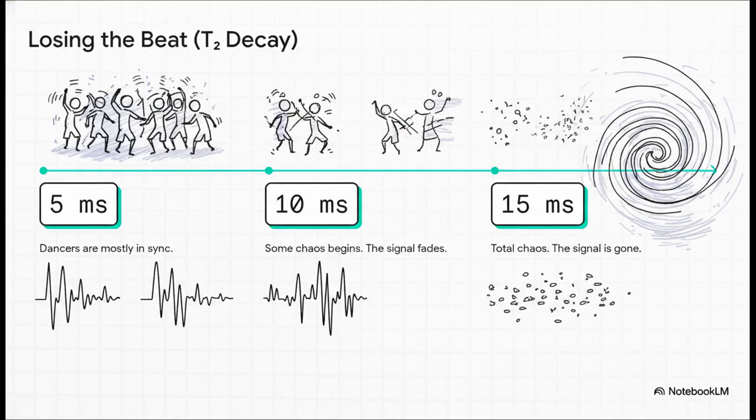And get this. Look how fast this chaos takes over. We're talking milliseconds. Within just 15 milliseconds, that beautiful synchronized signal is just gone. It's completely faded away. In physics, this is called T2 decay, and it's the exact reason the machine can't just listen to that first messy signal. No, it needs a clever way to bring back the order.